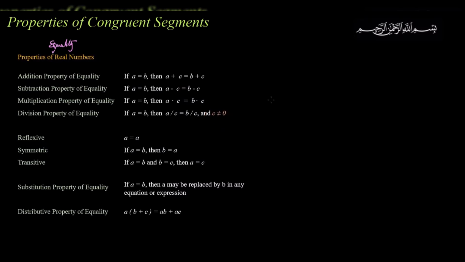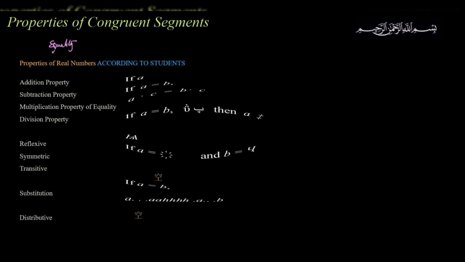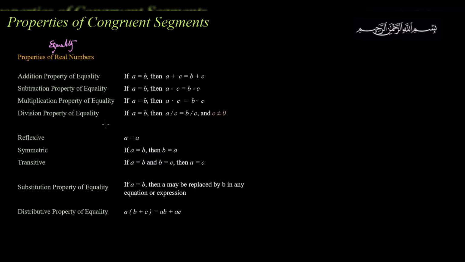So if somebody were to ask you to state the division property of equality for real numbers, you can't just say it like that. That's not acceptable. You have to say if A is equal to B, then A divided by C is equal to B divided by C when C cannot be equal to 0. You cannot divide by 0. That's not defined. Okay? So addition property of equality for real numbers, subtraction property, multiplication property, and division property of equality.